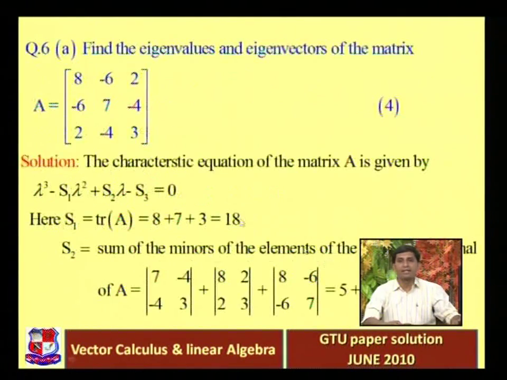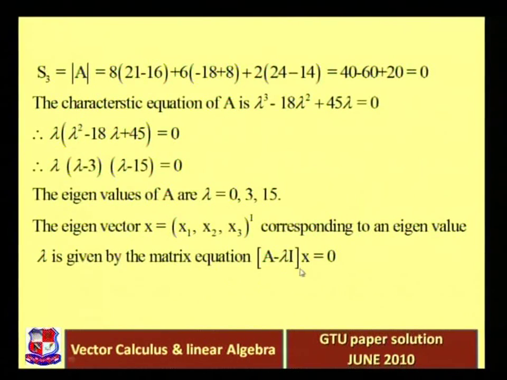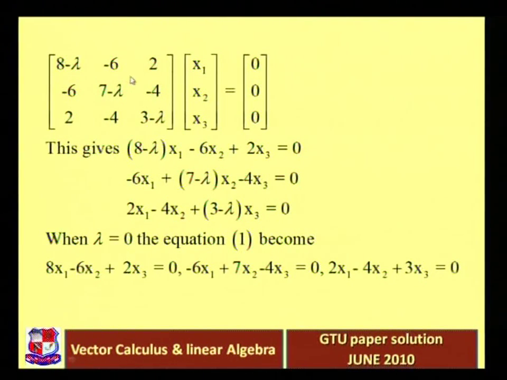So this is our matrix A, right? Minus lambda I, where I is the identity matrix, so you will get [8 minus lambda, minus 6, 2; minus 6, 7 minus lambda, minus 4; 2, minus 4, 3 minus lambda] times (x1, x2, x3), that is equal to (0, 0, 0). So (8 minus lambda) x1 minus 6 x2 plus 2 x3 is equal to 0, minus 6 x1 plus (7 minus lambda) x2 minus 4 x3 is equal to 0, 2 x1 minus 4 x2 plus (3 minus lambda) x3 is equal to 0.